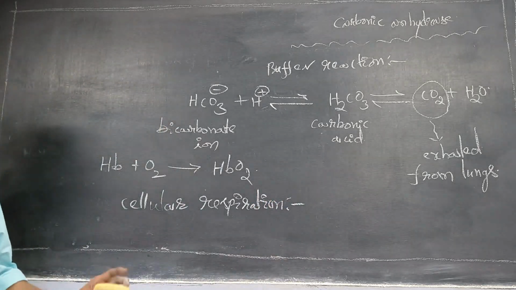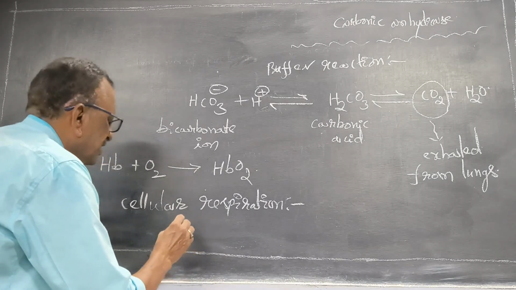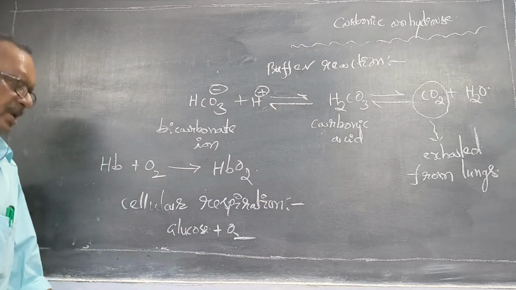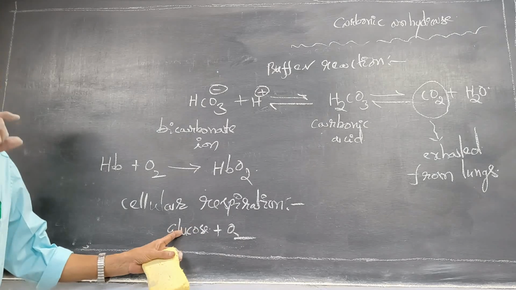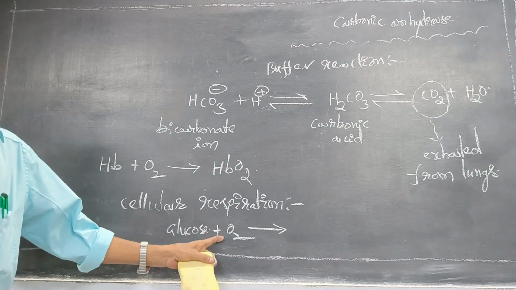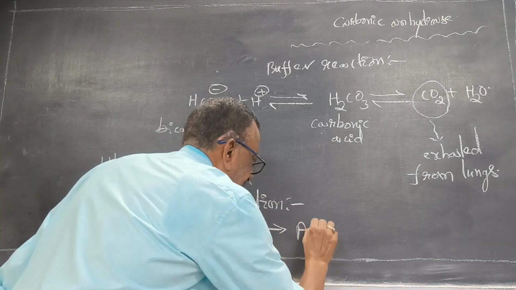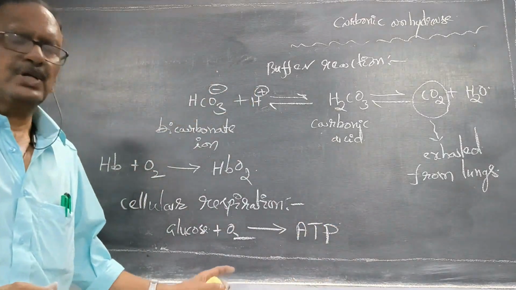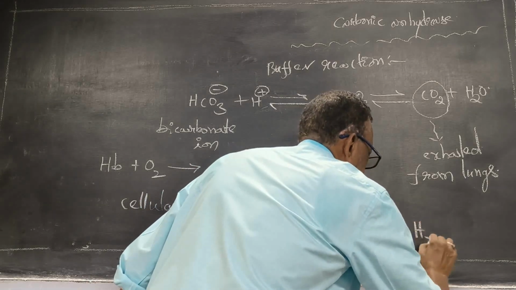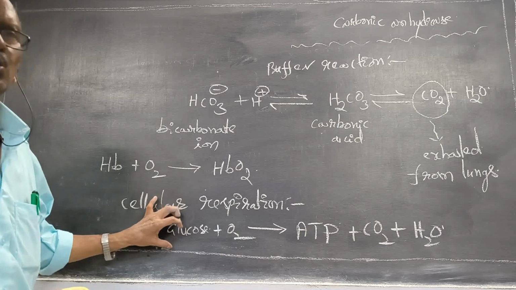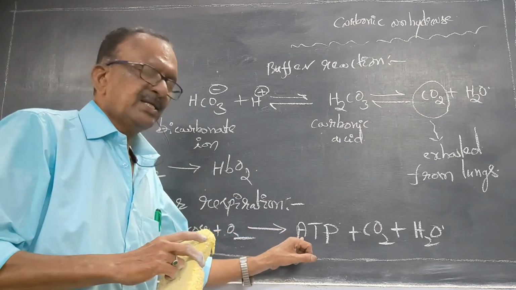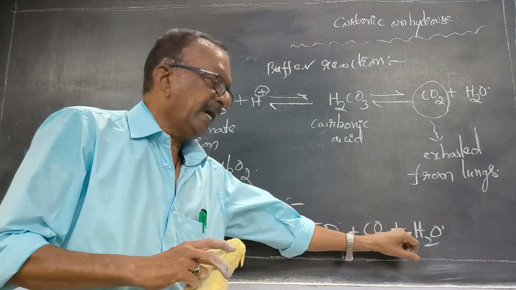So what is the reaction occurring in this cellular respiration? In cellular respiration, if you have glucose, it will burn with oxygen. Burning of any material with oxygen is called combustion. So glucose present in the cell combines with oxygen, undergoes combustion, and releases energy, which we call adenosine triphosphate, ATP, and CO2 and water. Like this, the glucose, the sugar present in the cells, undergoes combustion, releasing energy, carbon dioxide and water.